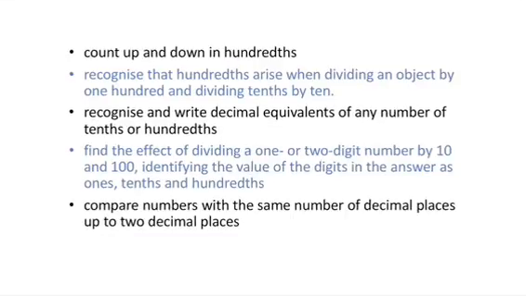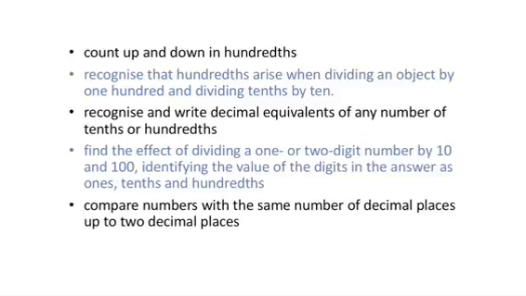These are the things from the national curriculum that I want to cover pretty much today. You need to be able to count up and down in hundredths. If you can't count in it, you probably don't understand it, which means you need to get that bit sorted first before you go any further. You need to understand that hundredths arise when you divide an object by 100, and that dividing it by 10 gives you tenths. You need to be able to write and recognise decimal equivalents to any number of tenths or hundredths.